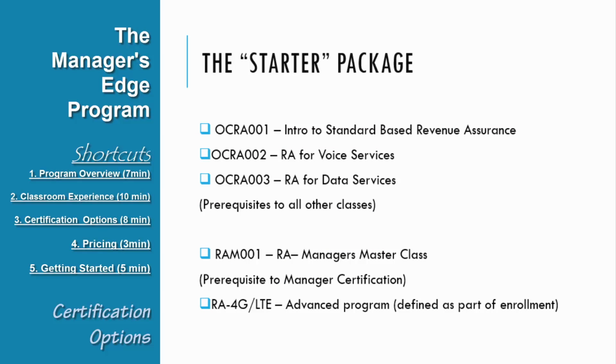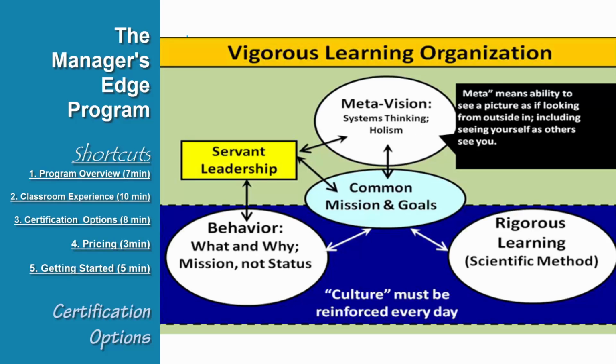A typical starter package for a revenue assurance team would be Okra 1, 2, and 3 for everybody, and then they could break out to their electives and the revenue assurance managers class and the 4G LTE program for their team. That's about the most popular combination of classes that most managers are looking at today.